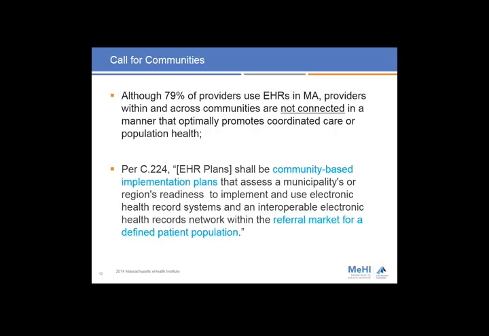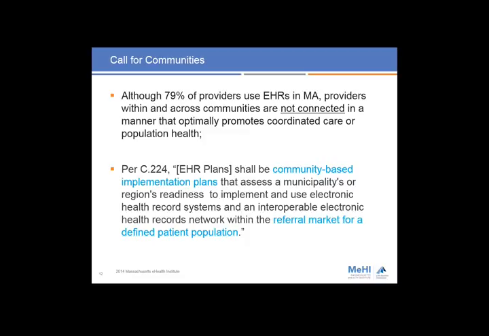We identified through a survey last year, a consumer and provider health IT survey, that we actually had quite broad adoption and use of electronic health records here in Massachusetts. Then we're at 79%, presumably we're a little bit over that now, across all sectors. But what we noticed was that providers within and across communities were not connected in a manner that optimally promotes care coordination and population health.